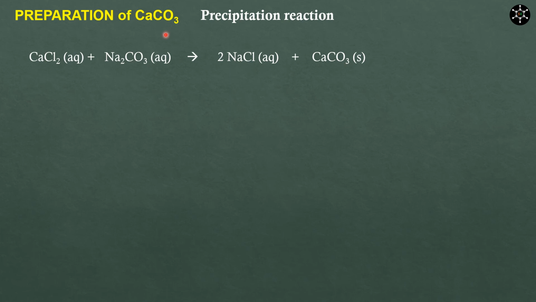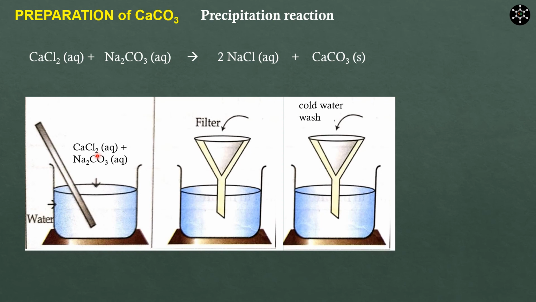Even for the preparation of calcium carbonate salt, we make use of a precipitation reaction. Here, calcium chloride solution in water is mixed with sodium carbonate solution in water. This gives us sodium chloride solution in water and white colored calcium carbonate precipitate. Coming to the experimentation, first we need to prepare calcium chloride solution in water and then sodium carbonate solution in water. After that, we need to mix those two solutions, which gives us a white precipitate of calcium carbonate in this solution. To separate the precipitate, we need to filter it.